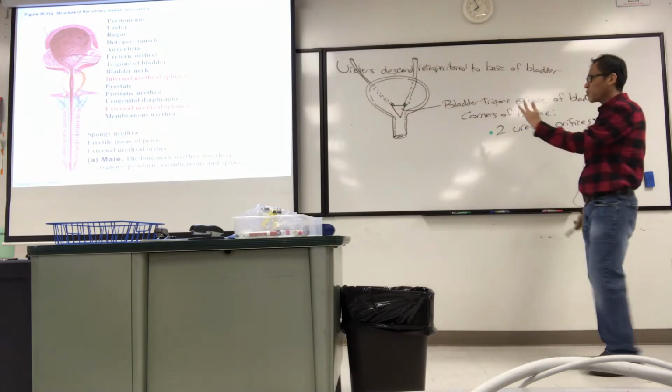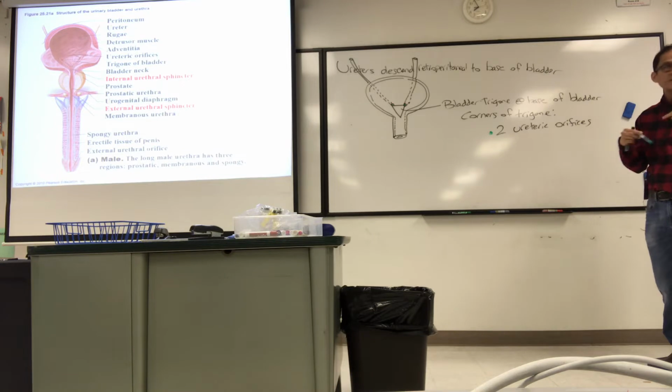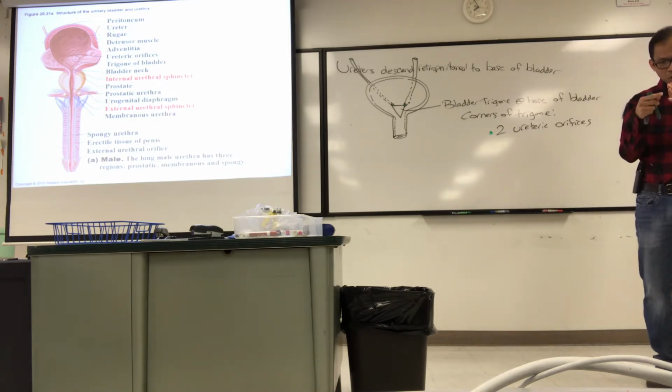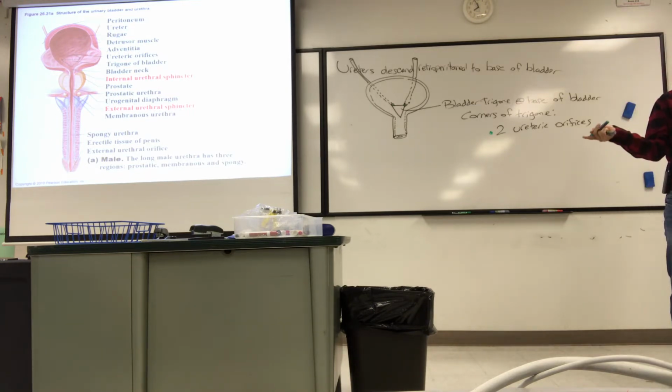Now, the way it's illustrated, these ureters, they have to pierce the bladder wall. And when they do it, they don't drill a hole straight through. They kind of drill a hole at an angle. And that's very important to understand. So that helps prevent backwash of urine up to the kidneys, which can happen.